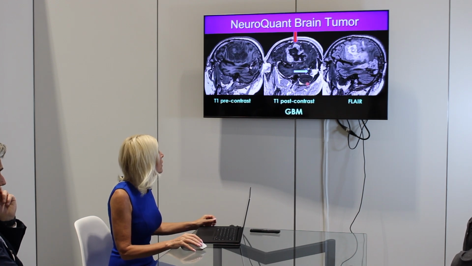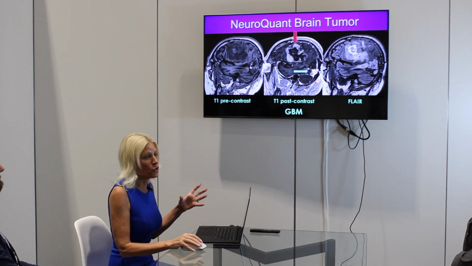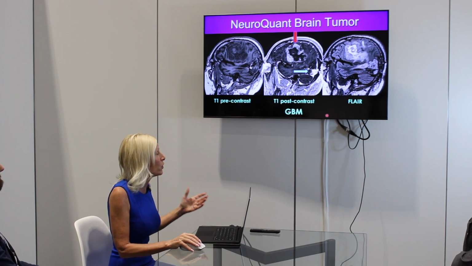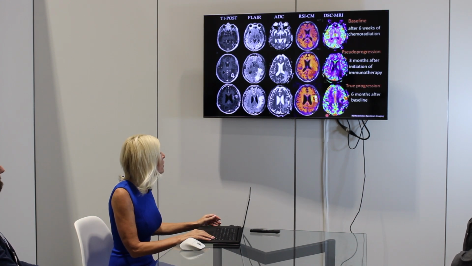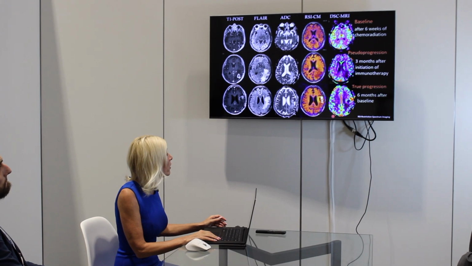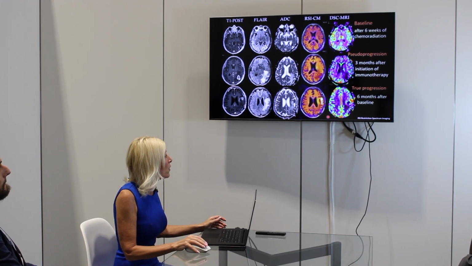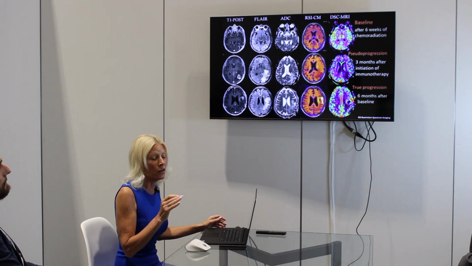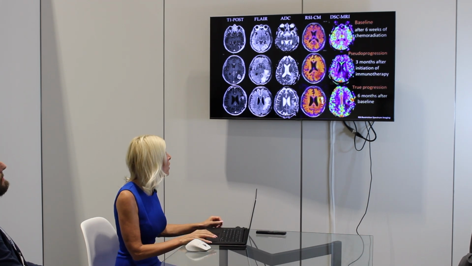And then it can be used in neuro-oncology. So, here's a patient that had a GBM. It's almost impossible often for us as neuroradiologists to differentiate what is pseudoprogression versus real tumor progression sometimes. And so using quantitative software is a wonderful tool. As far as I know, NeuroQuant is the only one that has an FDA-approved brain tumor segmentation product.